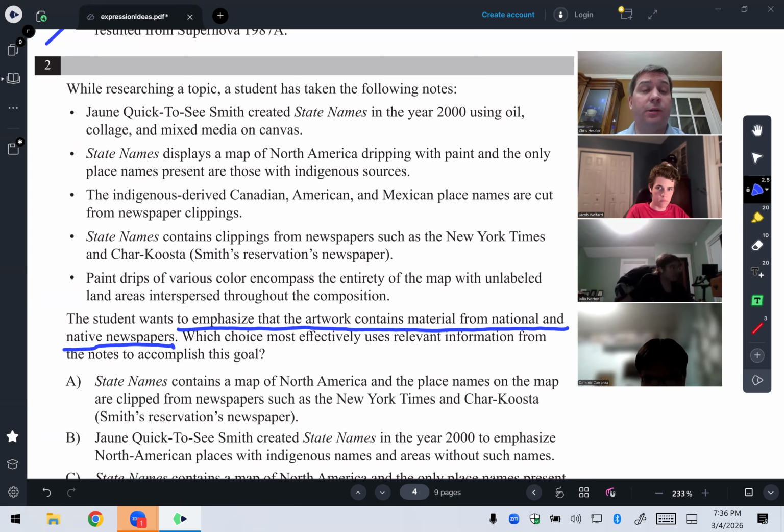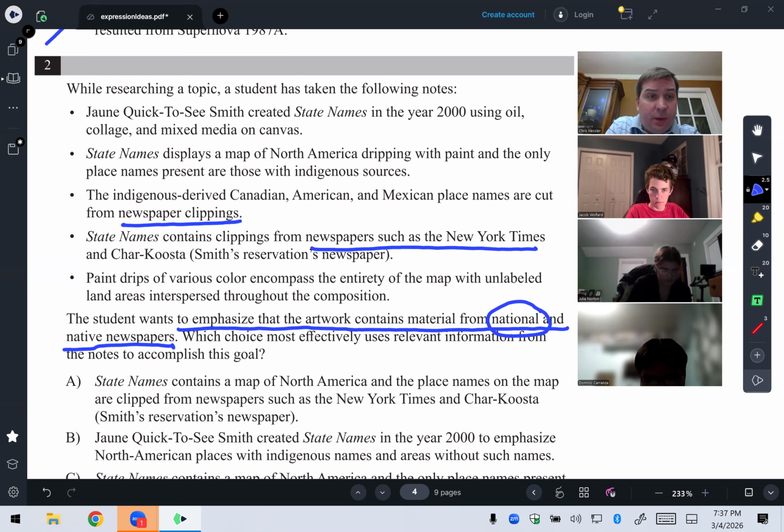those with indigenous sources. The indigenous derived Canadian, American, and Mexican place names are cut from newspaper clippings. Okay, so we got newspaper clippings. I am looking for that sort of. I'm going to keep going. State Names contains clippings from newspapers such as the New York Times. That's a national paper. And Char-Koosta, that's a native newspaper. So we definitely need this bullet.